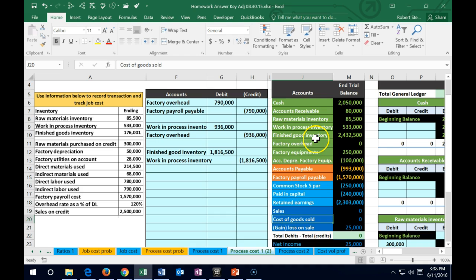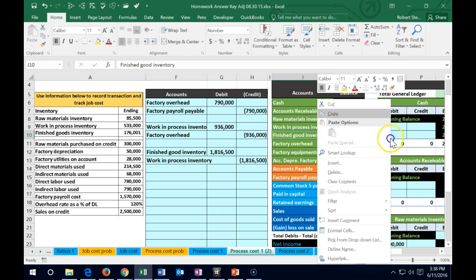So we do the same type of thing. We're going to say, all right, it's going to go out of the finished goods if we sold it. So I'm going to copy that, and I'm going to skip a line.